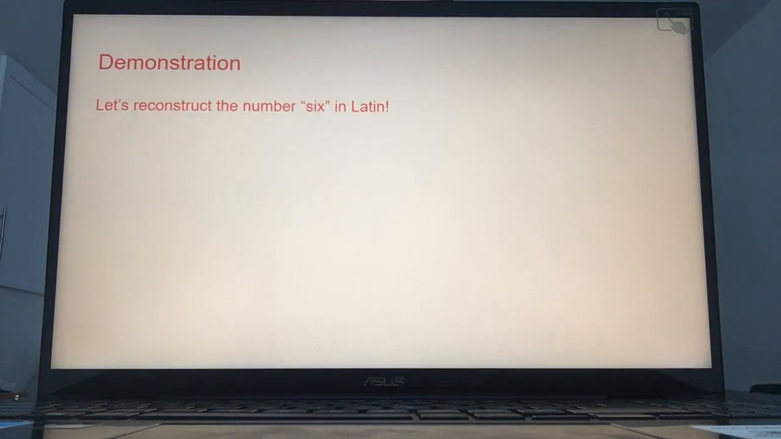In today's video, I'll be demonstrating the comparative method and going through how it works, a little brief view of how it works. Okay, so I'll be reconstructing the number 6 in Latin.